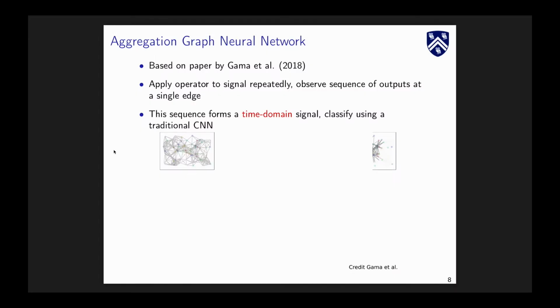Okay, so based on this paper and this image, we take a flow on a graph and aggregate information at a single edge. So you pick an edge and try to aggregate information locally via multiple steps. And this forms a regularized time domain signal, which we can then classify using a traditional convolutional neural network, right?